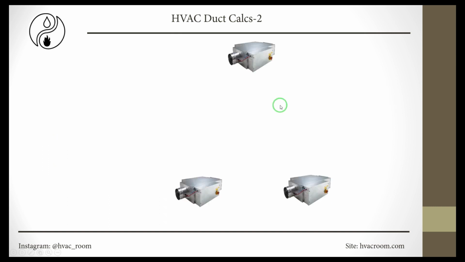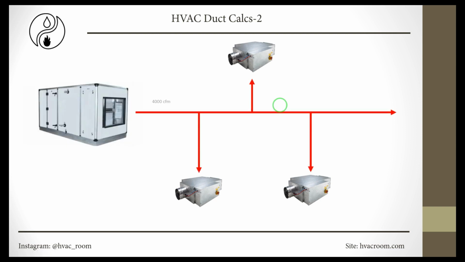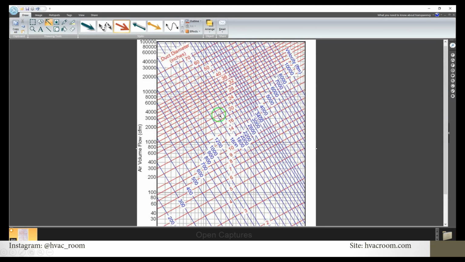For example, again, we're going to have the same system that we had before. I changed the CFMs a little bit. Actually, they are bigger now. So I want to look at the chart and determine the size of this duct. We have 4000 CFM, and we're going to go with the same criteria that I just explained for medium pressure system. So here I go back to the chart.